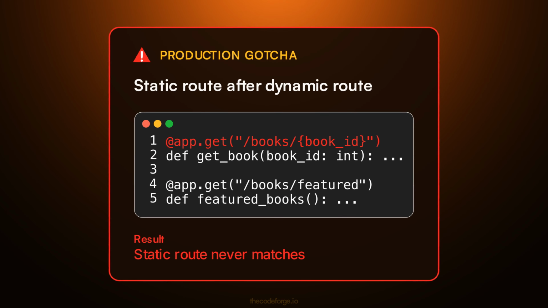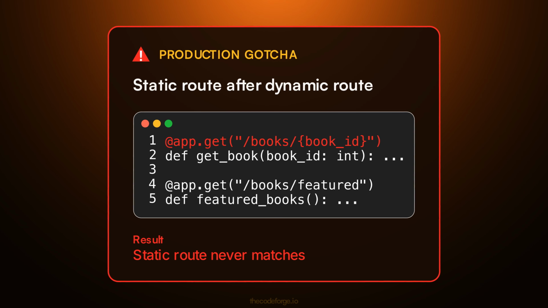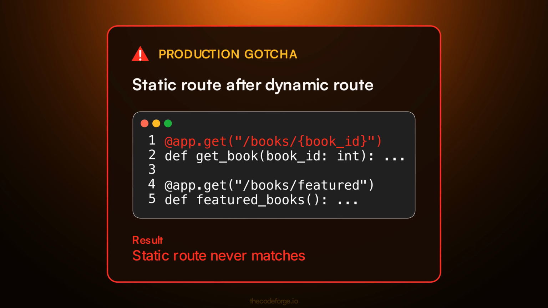If you define a route /books/featured after /books/{book_id}, FastAPI matches top-down and treats "featured" as a book ID. If book_id is typed as int, it returns a 422 validation error. Always register static routes before dynamic ones.